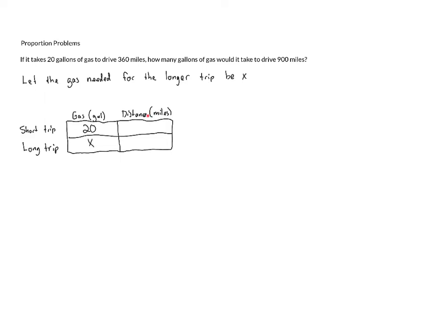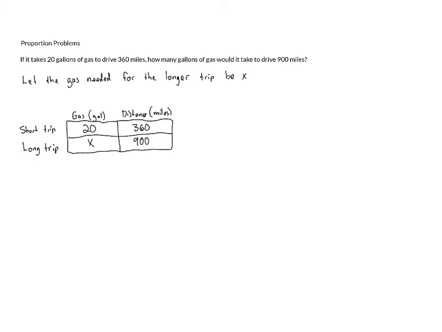Now let's talk about the distance. What was the distance in miles for the shorter trip? Well, that shorter trip was 360 miles, so we're going to put 360 there. Then what's the distance in miles for the longer trip? Well, it says the longer trip was 900 miles, so we're going to put 900 here. And we have filled out the information in our table.